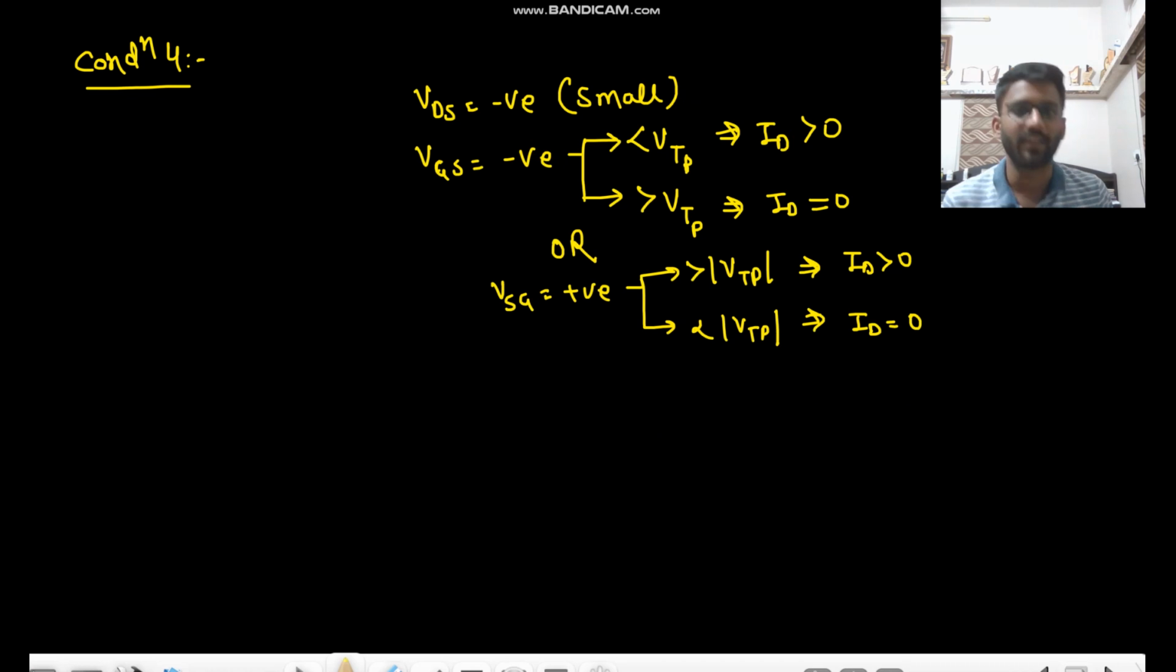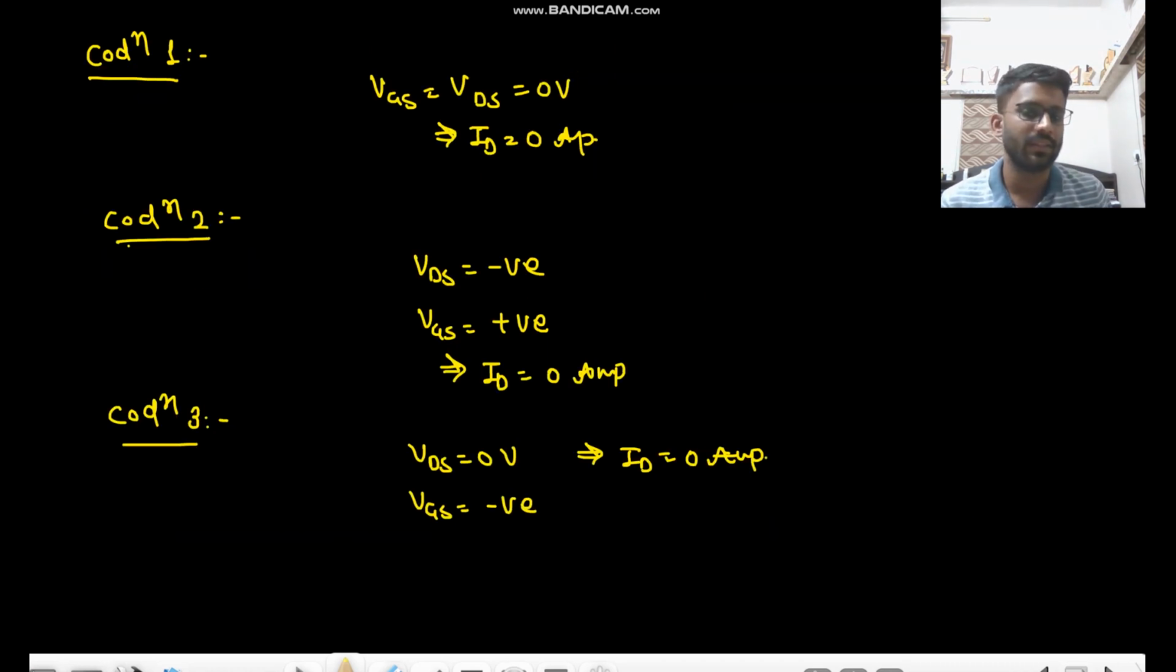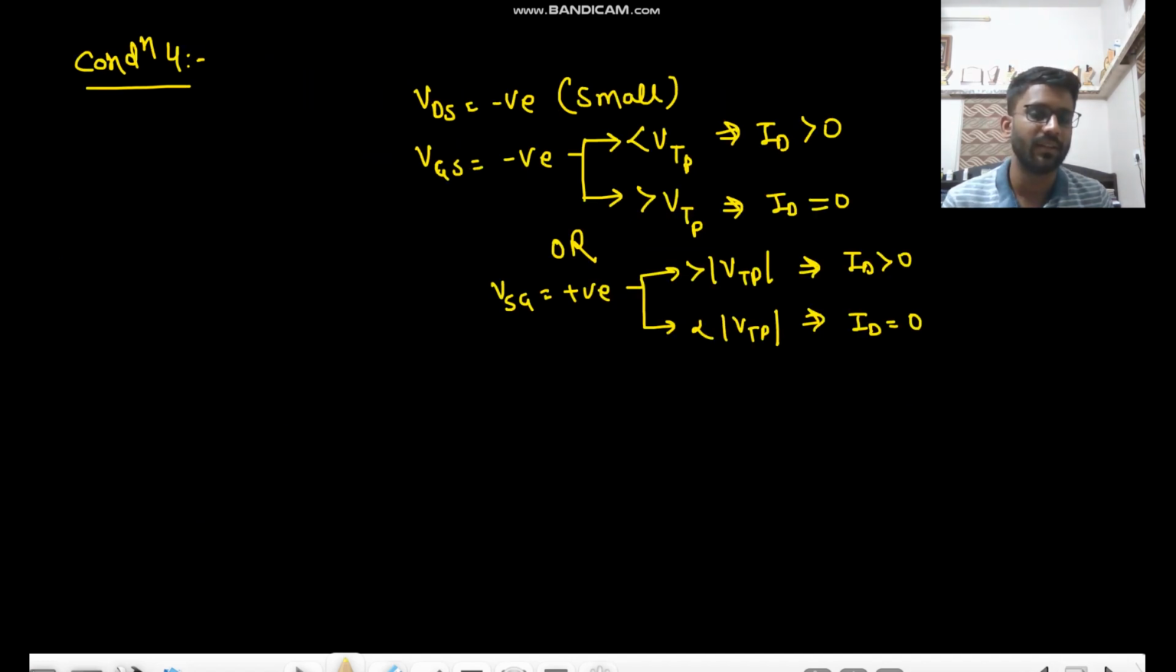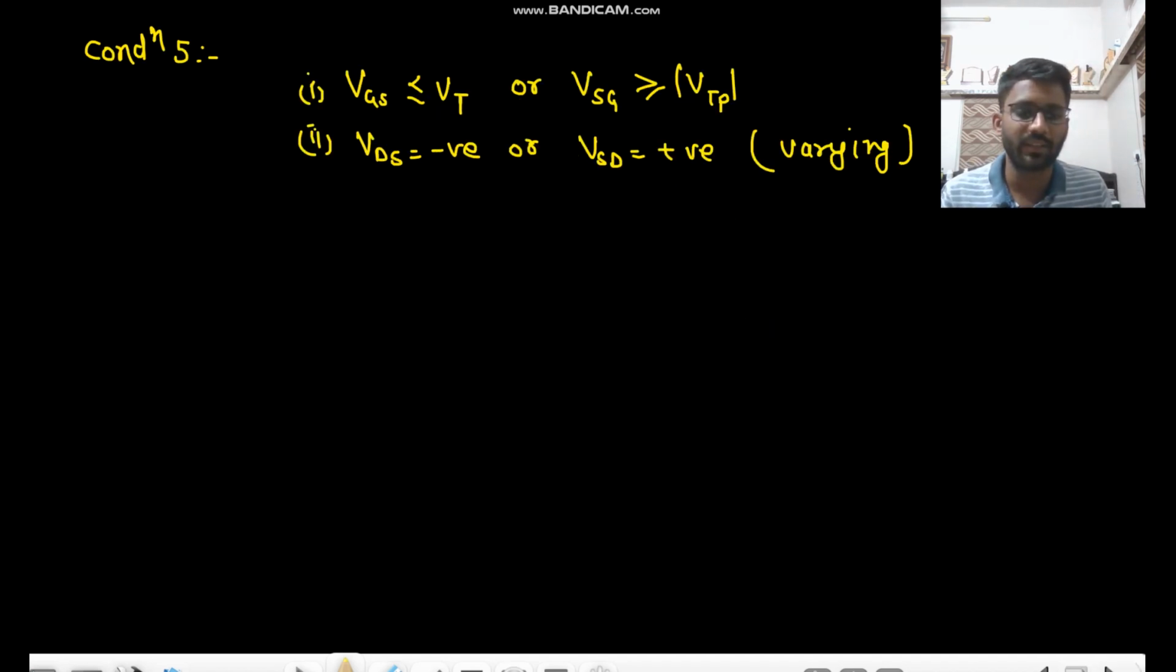The current is flowing here when VDS is negative. When VDS is 0, you can't expect any current. When VDS is negative, then only you can expect a current. So this is the case here. What else do we need to study in this case? That's all I have written. So now moving on to the next condition.